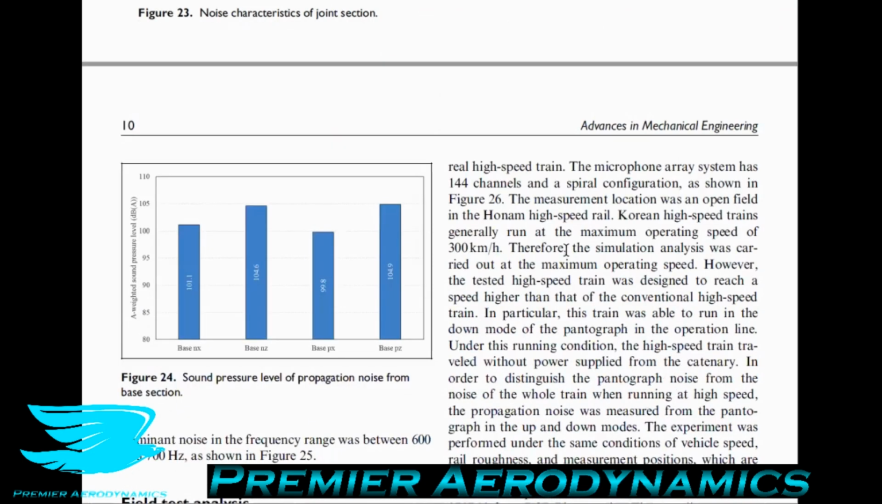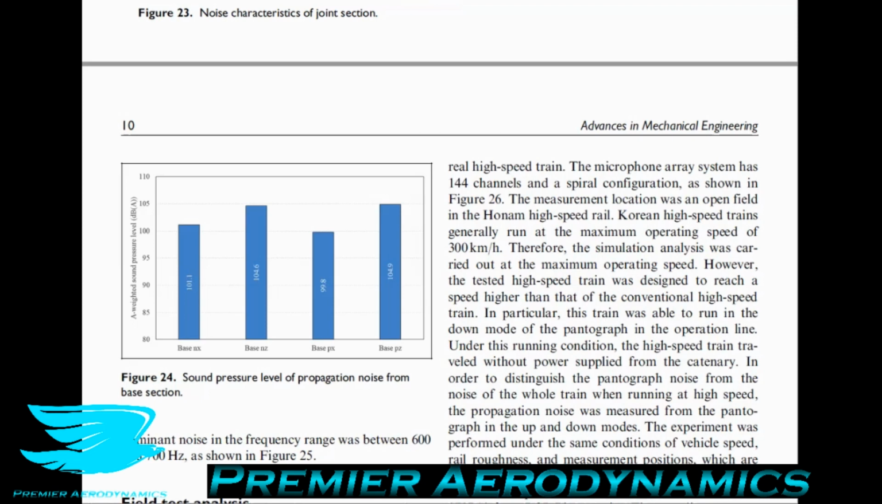And then in figure 24, they show the sound pressure level propagation from the base section. So the base section is where the pantograph connects to the actual train itself. And this is a fairly variable section because you can have a recess where you put the pantograph into the train, or you can have an air conditioning unit around it, which then changes how the flow affects the noise generation. But they say that the sound pressure level generated from the base section was between 99.8 dBA and 104.9 dBA, as shown in figure 24.